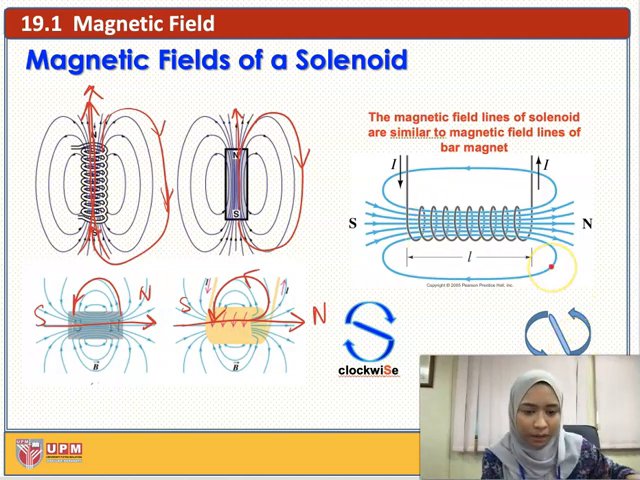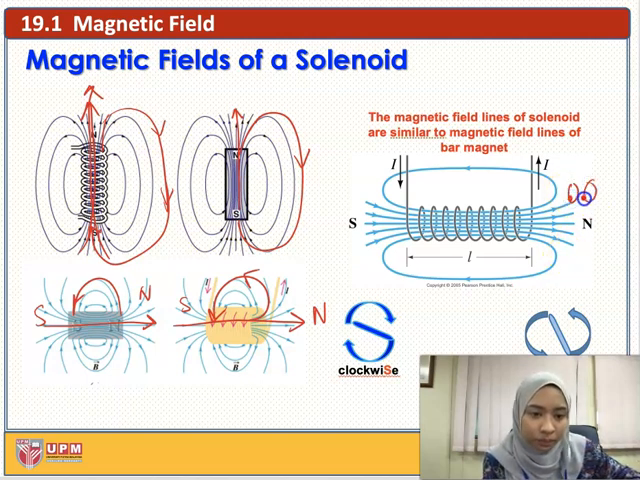Okay, so here we have anti-clockwise and clockwise. What is this? Okay, if I'm looking from this angle, right? So this is the direction. This is anti-clockwise. So this is north.